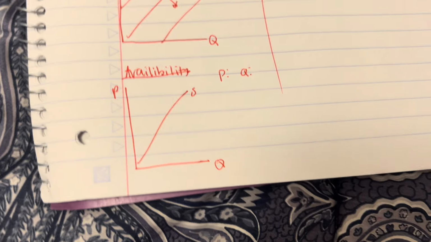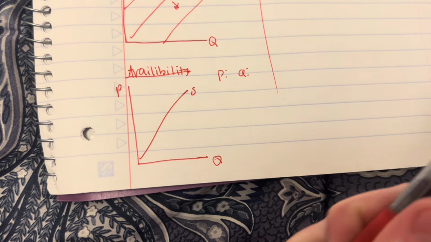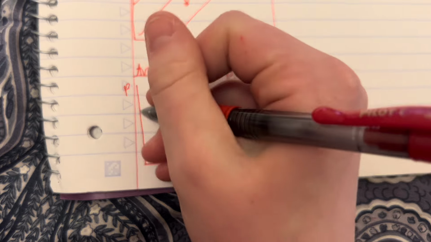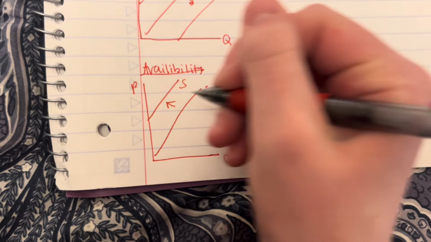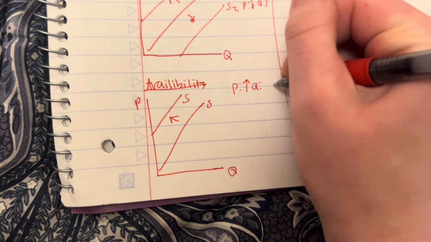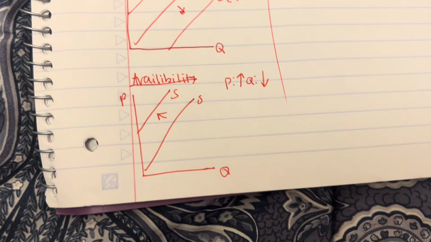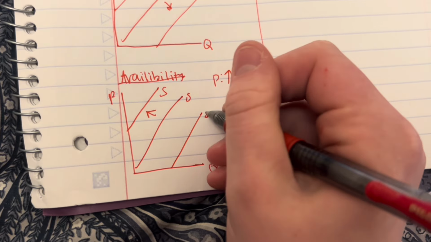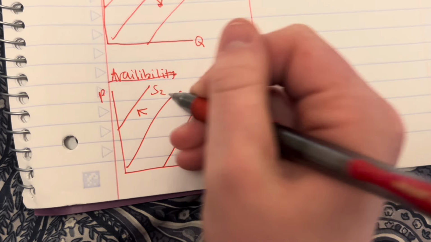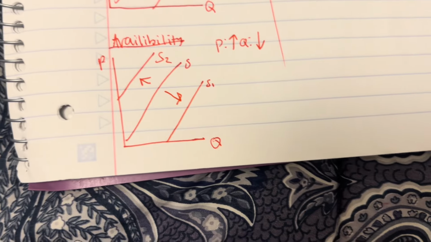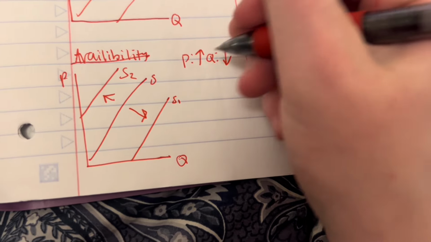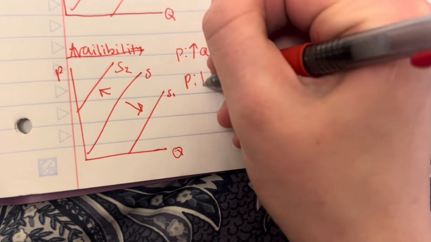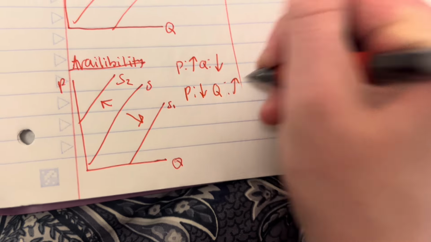Availability for t-shirts is availability of resources. So say it's cotton, if there's a decrease in cotton availability, the supply will also decrease and shift to the left, causing the price to go up and the quantity to go down. If there's more availability for cotton, then the supply would increase because there's more cotton to make t-shirts, making the price go down, but the quantity go up.